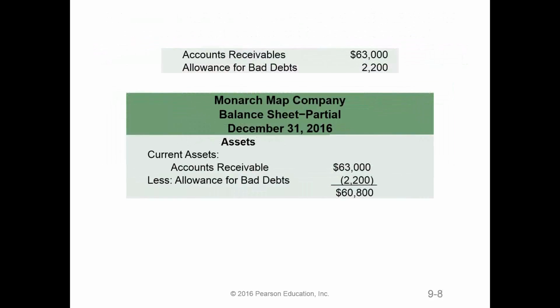Okay, now here's what your balance sheet would look like. You start out with your accounts receivable, which was $63,000 ending balance, and then you net the allowance for bad debts. Remember, it's that contra asset account. It goes against the asset accounts receivable, and its ending balance was $2,200. So your ending answer there would be the net of the two, $60,800, and that's your aging of accounts receivable.